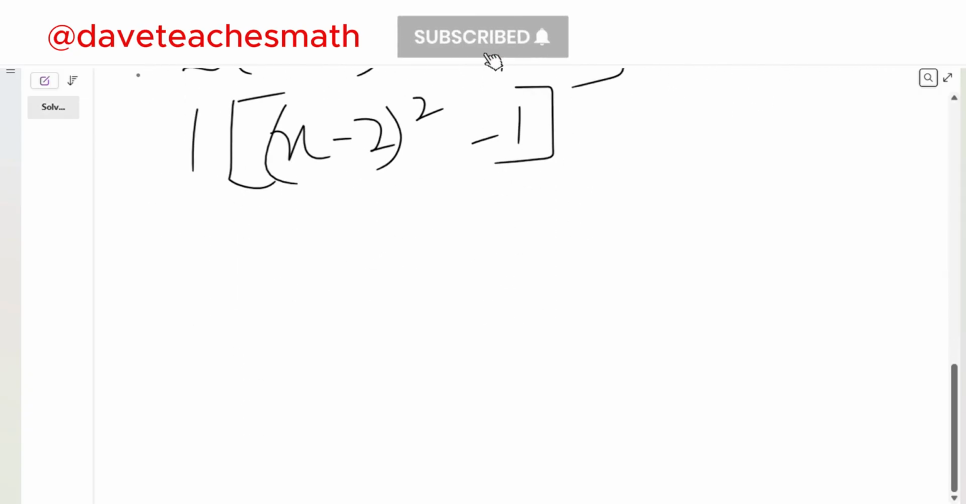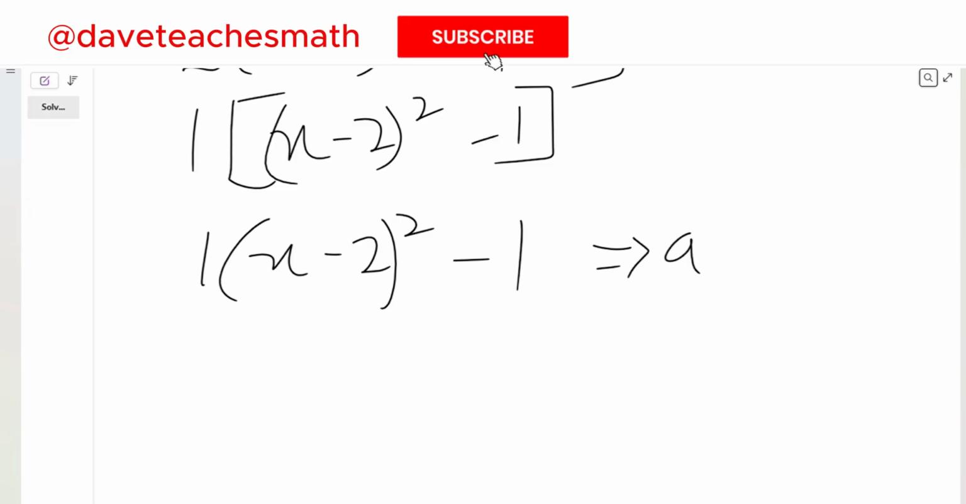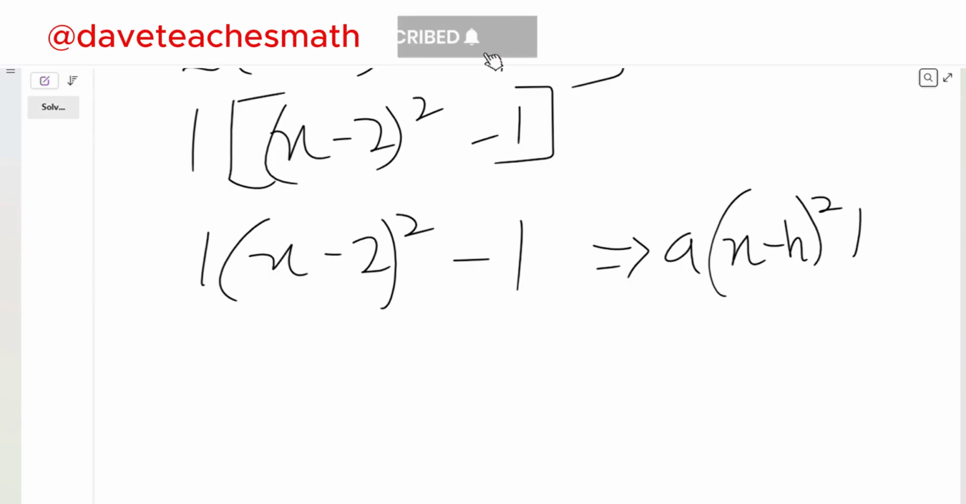Alright, continuing further. Now we can multiply the 1 into the left hand side of the bracket so that the right hand side can become free. So we are going to have something like this: 1 into bracket x minus 2 all squared minus 1, and this is equivalent to the form that we are looking for, which is a into bracket x minus h all squared plus k, where we are now looking for our h, which is our vertex. Okay, we can find our vertex now.